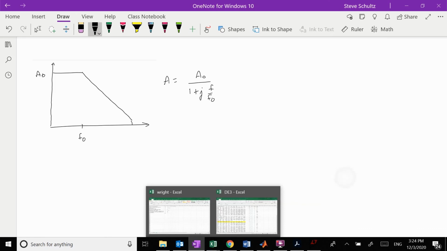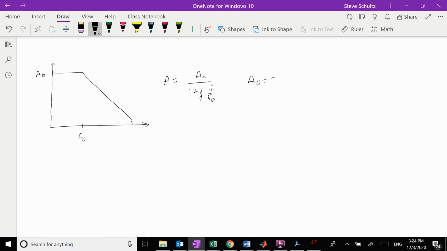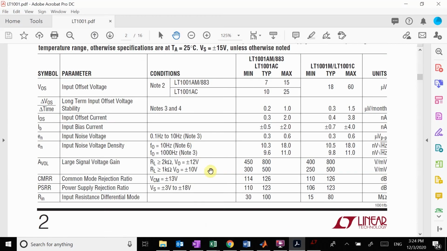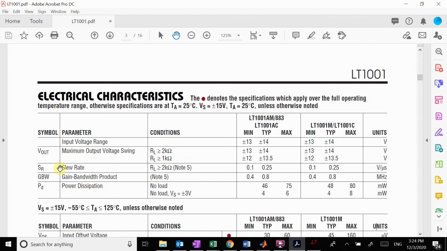So our A0 is equal to 800 times 10 to the third volts per volt, because they had volts per millivolt, so we convert it into volts per volt, and this has a gain of 800,000. So a very high gain. That's great. And then they also give us this in terms of gain bandwidth product, which is 0.8 megahertz.